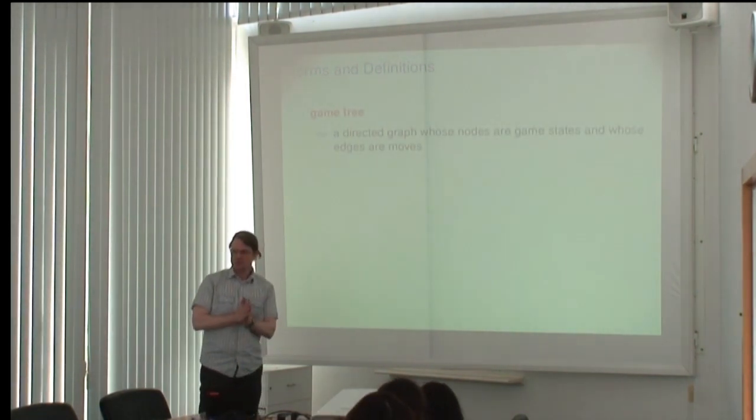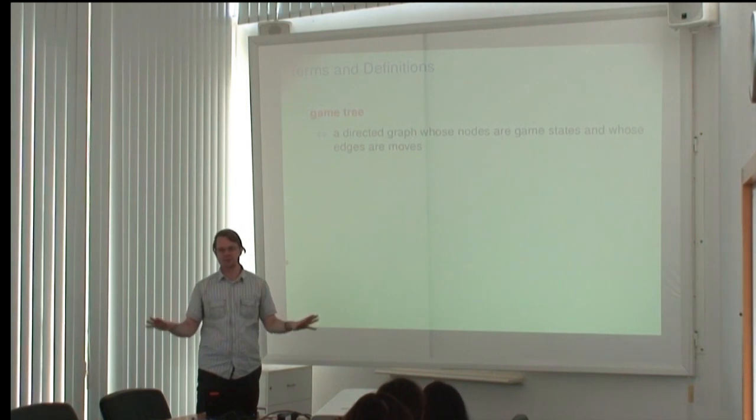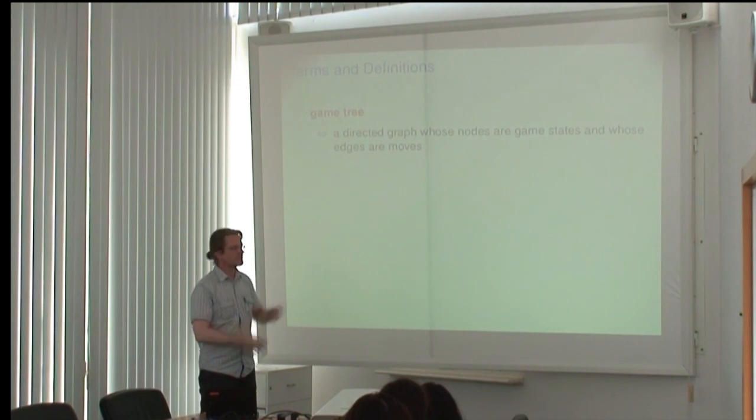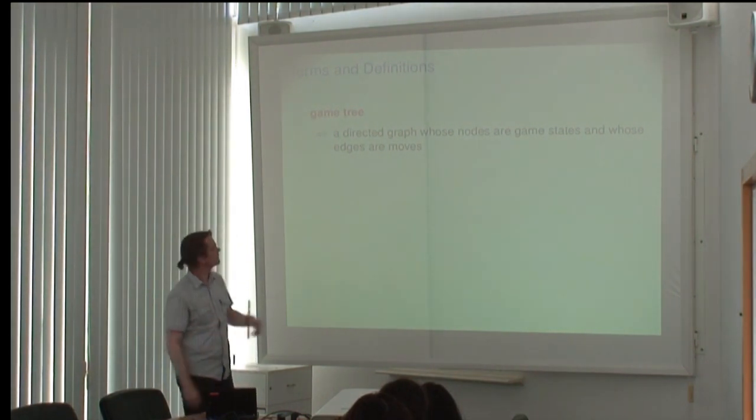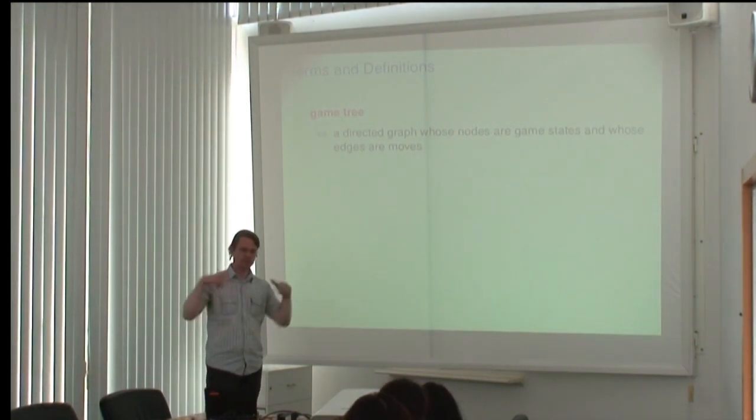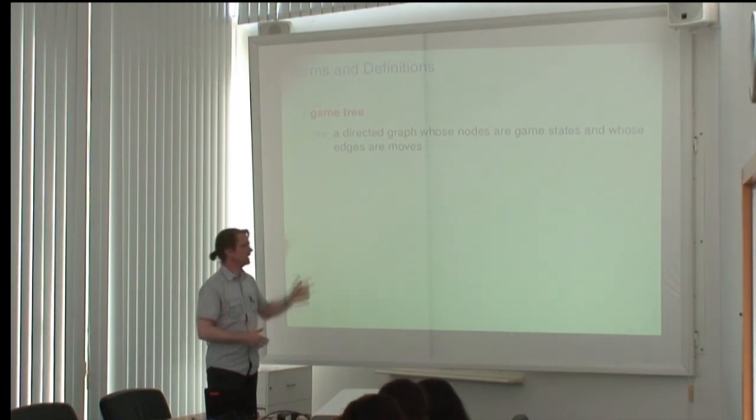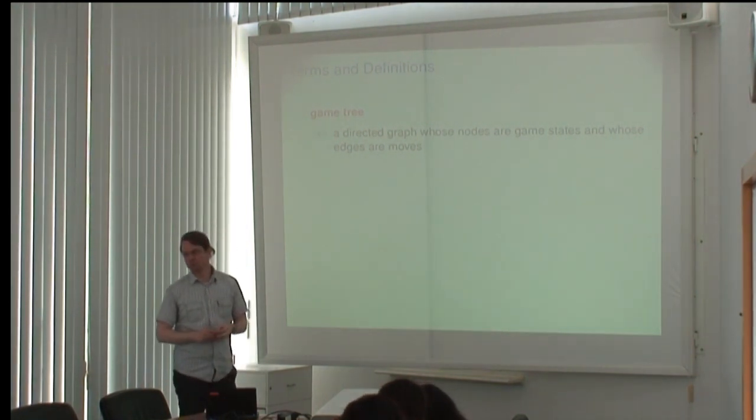Then, what is a game tree? I guess everybody knows that, right? Or has seen game trees already, at least I hope. I hope that this is not your first lecture on AI ever. But let's be sure. A game tree is a directed graph whose nodes are game states, and again we recall that game states are valid configurations, and whose edges are moves.